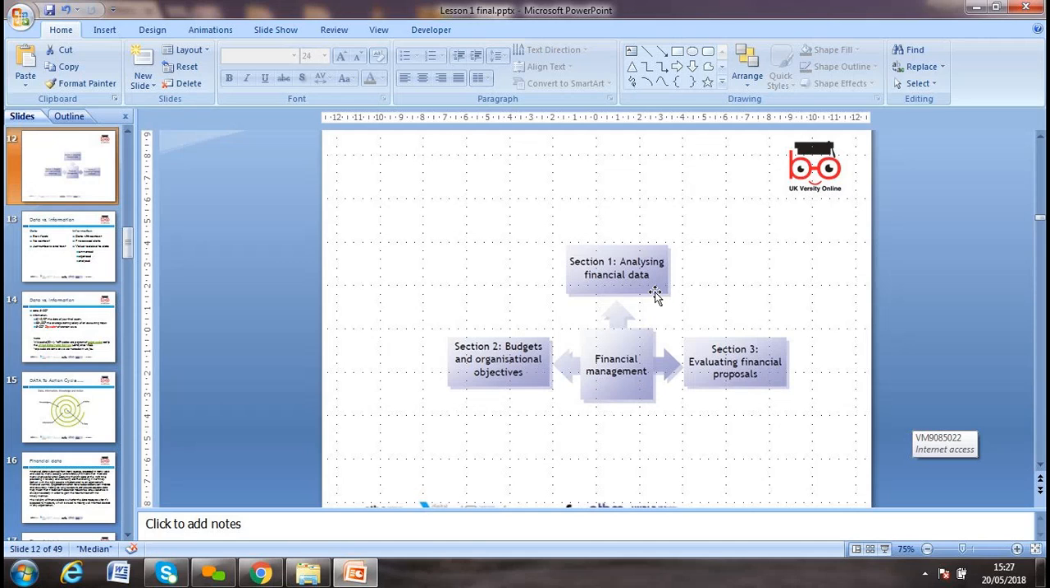Okay. So next we look at financial data. What is meant by financial management? Under financial management, we prepare budgets, we set organizational objectives, and we evaluate our financial proposals and our financial performance.